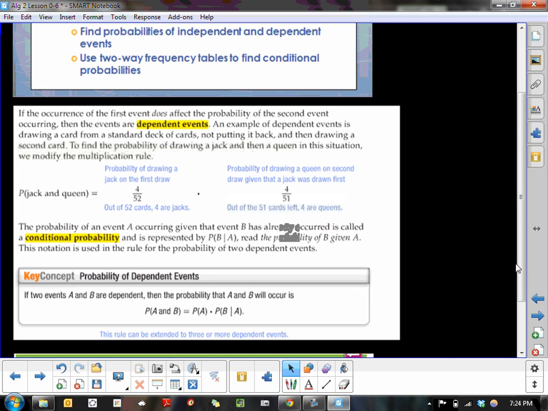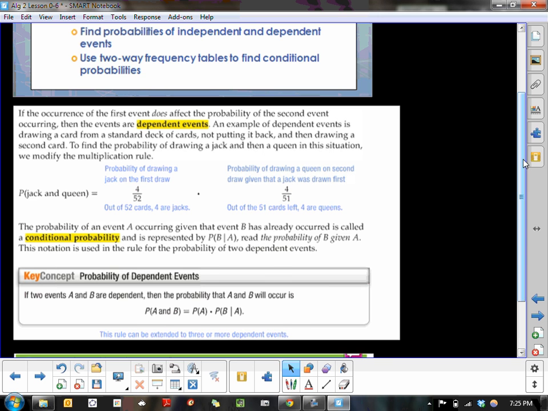The probability of event A occurring, given that event B has already occurred, is called conditional probability. What we're saying back in this previous example is, what's the probability of getting a jack and then a queen, if we already know the jack was pulled out in the first card, followed by a queen in the second card that we pull out. So it's conditional. It depends on what happens to the trial in front of it. This is represented mathematically by these symbols. This is the probability of event B occurring given that we know A has occurred, or simply the probability of B given A. What's the chance of B occurring if we already know event A, such as pulling out a jack, has occurred? This notation is used in the rule for the probability of 2 dependent events.